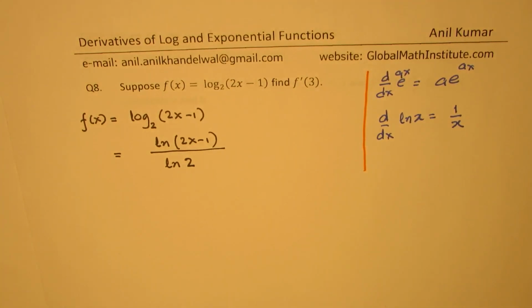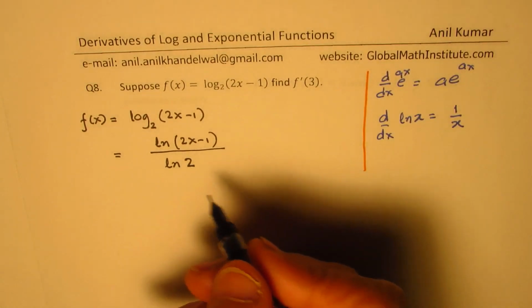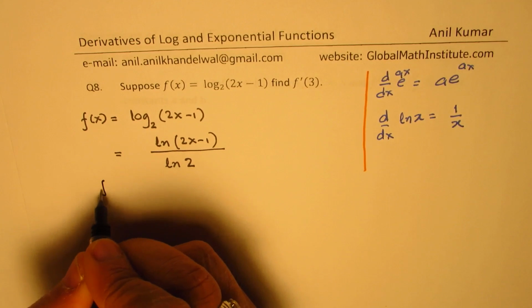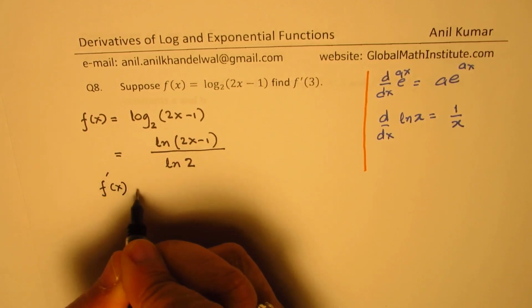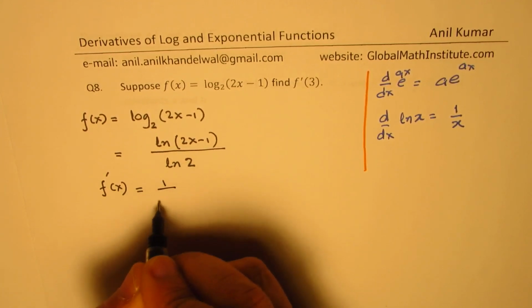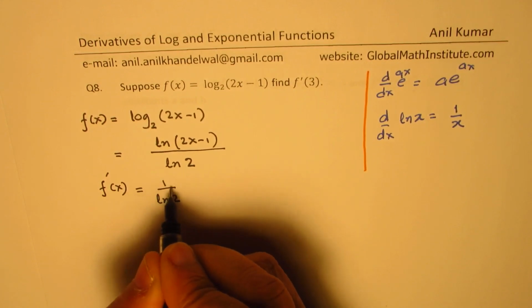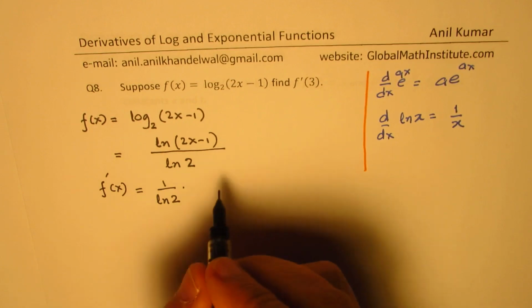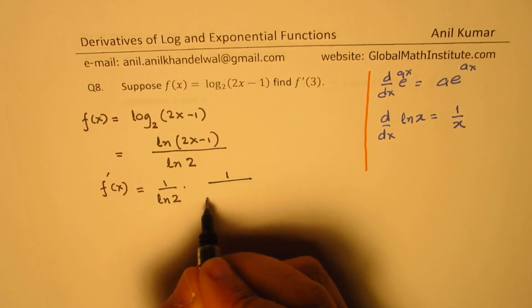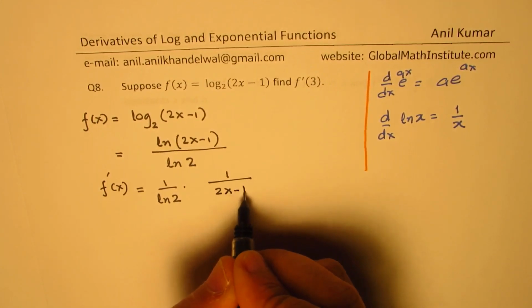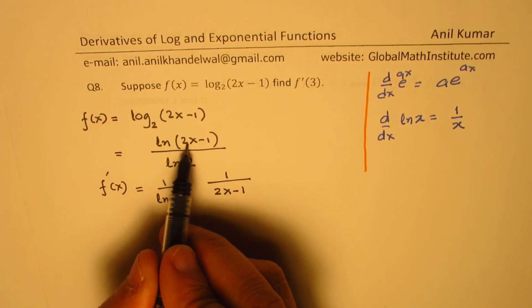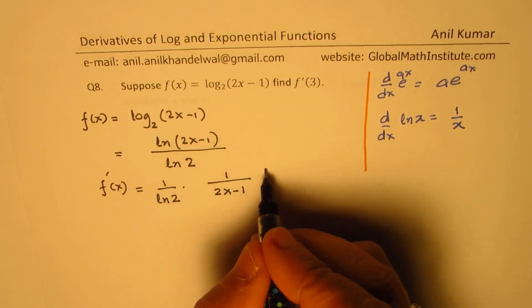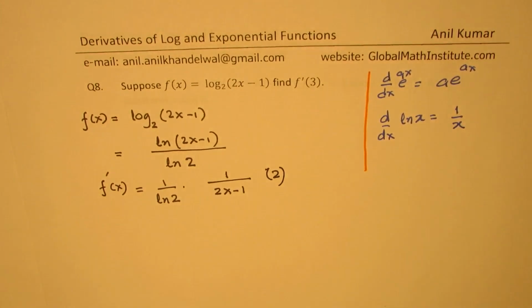Now, ln 2 is a constant, so now we can easily find the derivative of this function. The derivative is 1 over ln 2, which is a constant, times the derivative of this function, which is 1 over (2x - 1), times the derivative of the inside function, which is 2. Does that make sense to you? So that is how you can find the derivative of this function.